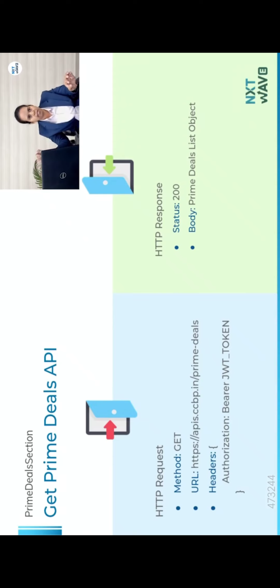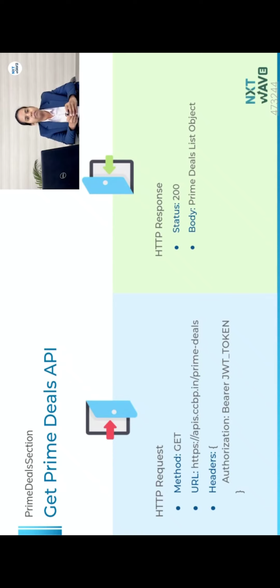So we have to authorize whether the user is a prime user or not on the server side. For that, in the HTTP request, we need to send the authorization header. Only then on the server side will we be able to authenticate, right? So it's important that we send the authorization header. Only then will we get the prime deals list as the response. Okay, clear? So we have to send the authorization header in the HTTP request.